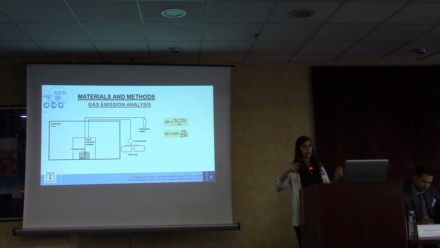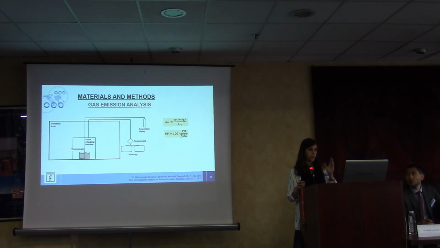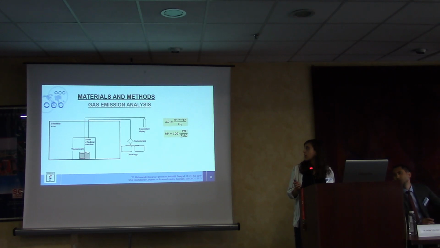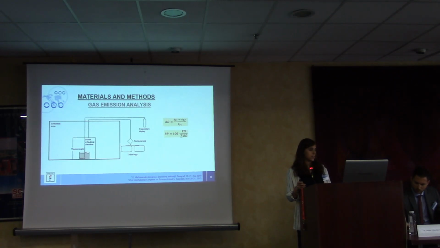Afterwards, we take the tubular bags and put them in a gas analyzer, and we get the CO and CO2 emissions at each temperature. What we can do with that is calculate the relative difference, which is explained with those formulas, and the relative percentage. When the relative percentage is greater than 20%, we call it the critical interval.